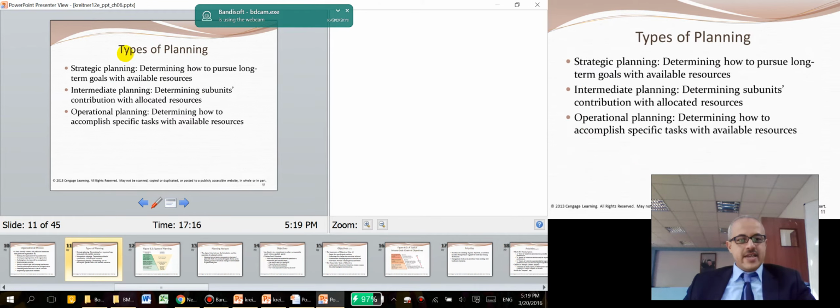Next, we are talking about types of planning. We've got strategic planning, intermediate planning, and operational planning. Strategic planning is how you pursue the long term. And then intermediate is more of how you allocate resources, maybe for subunits. And then operational is the day-to-day: how you accomplish specific tasks with available resources. Are you guys okay with this?